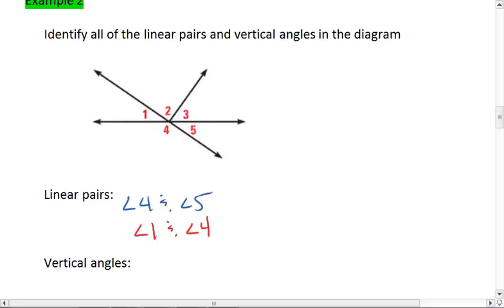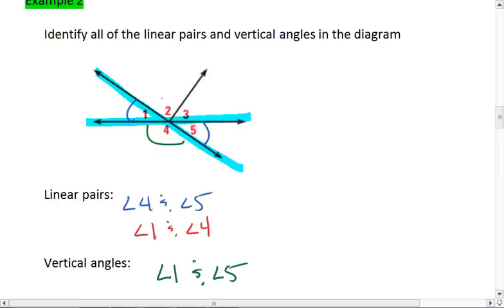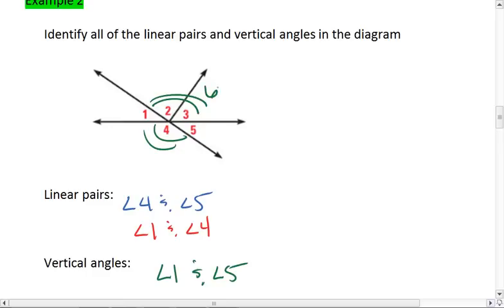Okay, now for the vertical angles. For vertical angles, you want to find 2 straight lines that create an X. This means that angle 1 and angle 5 are vertical angles. 4 is vertical to 2 plus 3, but we only want pairs here, so that doesn't work. If we wanted to, we could name 2 plus 3 angle 6, but we're only going to use the angles that are named.